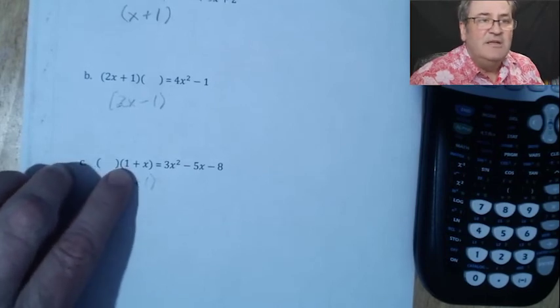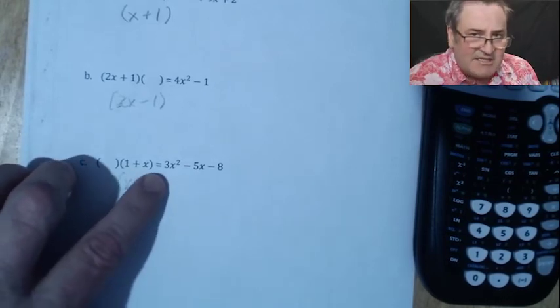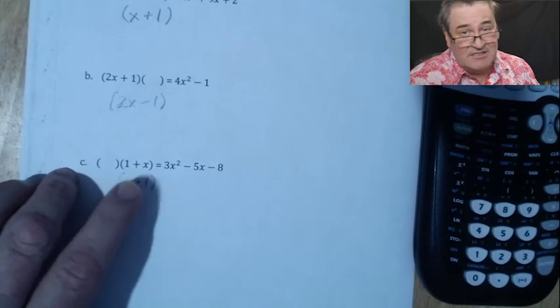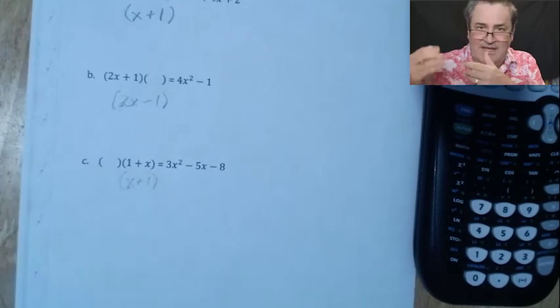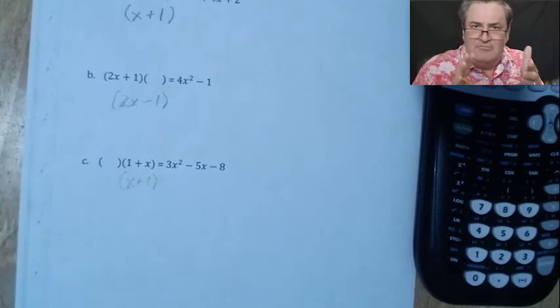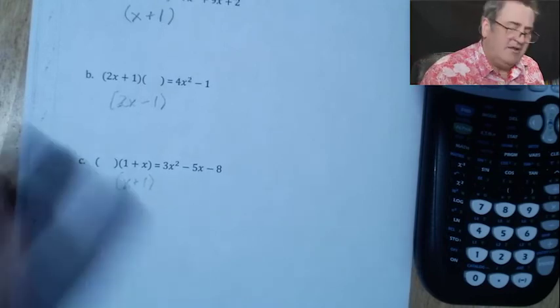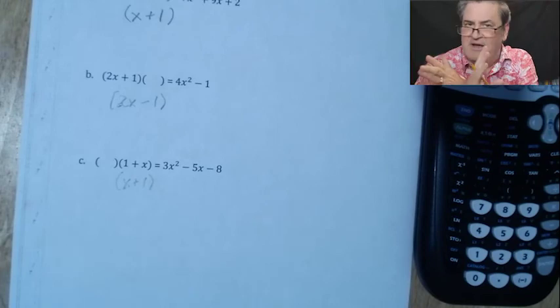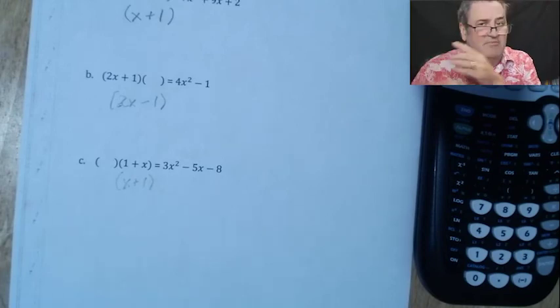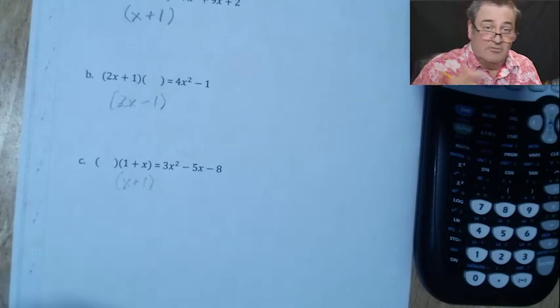If that was 1 minus x, then we need to say it's negative x plus 1, because the minus would go with whichever followed it, minus x. So we need to move the minus x to the front. So don't forget that. 1 minus x is not the same thing as x minus 1. Not the same thing. You've got to keep the negative with whichever one it's with.